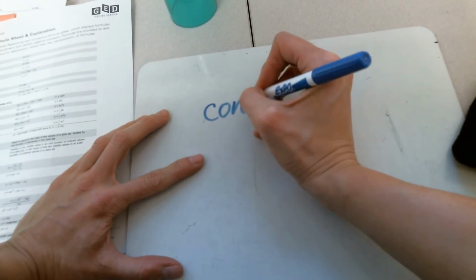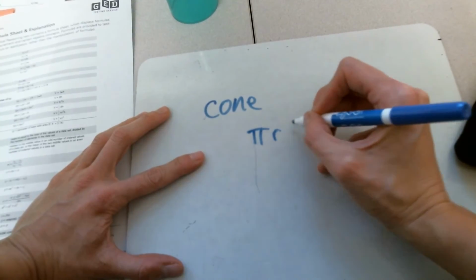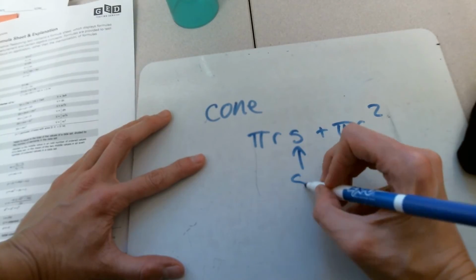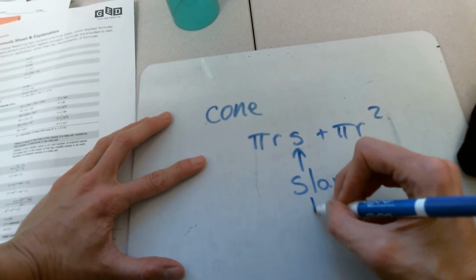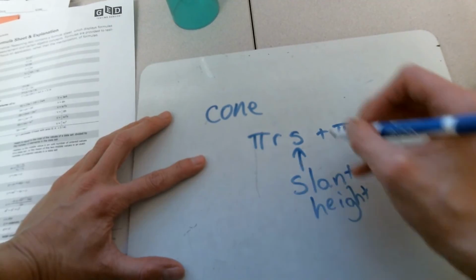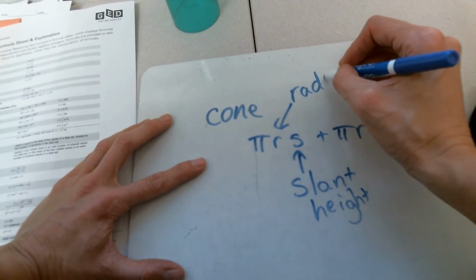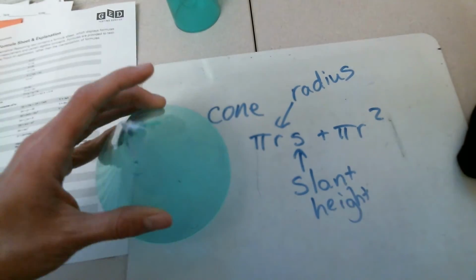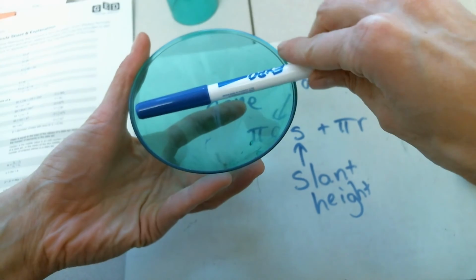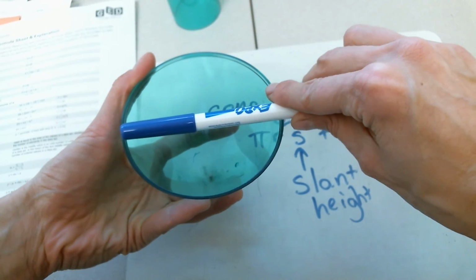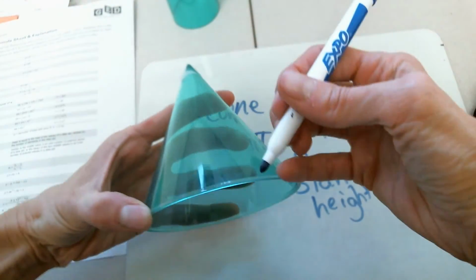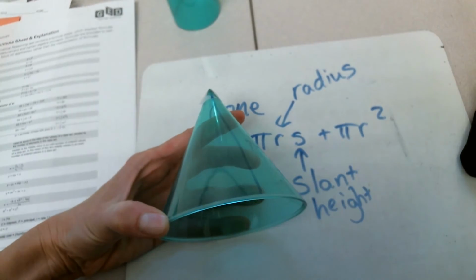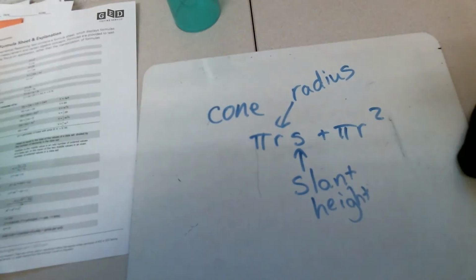For a cone, we have pi r s plus pi r squared. Again, here you need to remember that the S is the slant height. The R is the radius. Okay. So for my cone, I'm going to find my radius, which is halfway across the circular part. The slant height is going to be, if I draw a line up the side here, how long is that line? And then here I'm using the radius again.